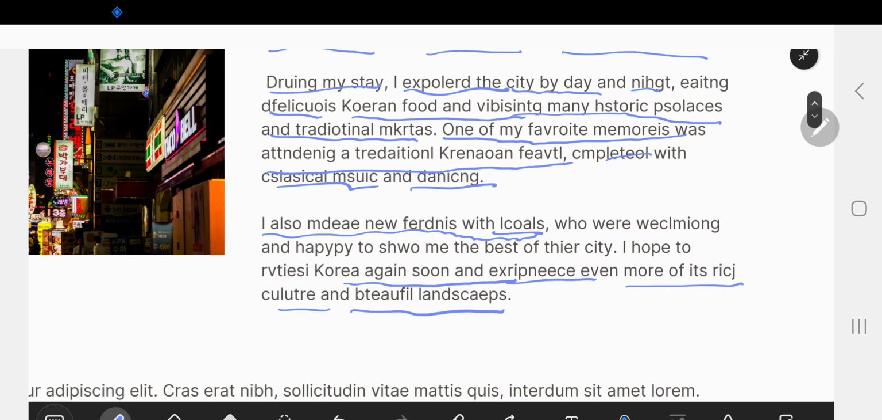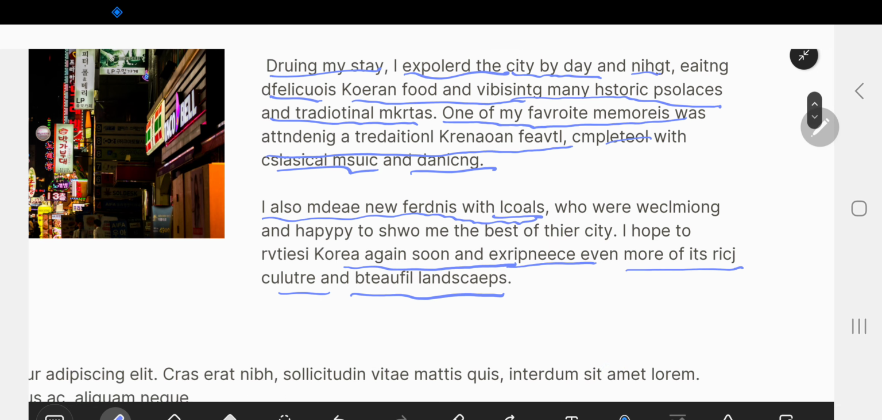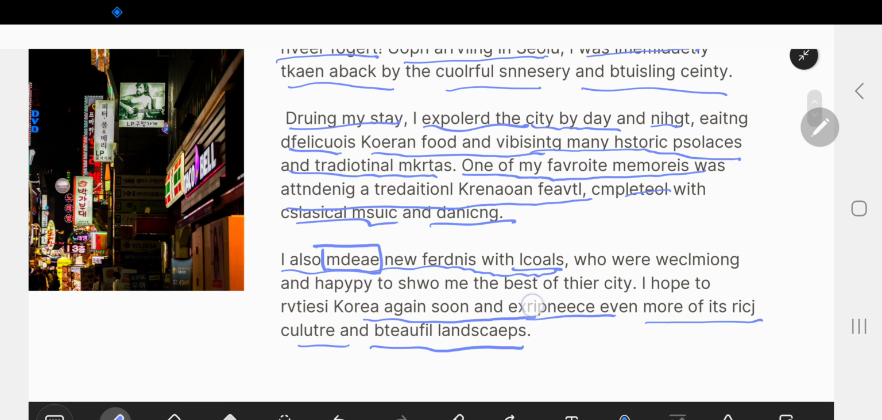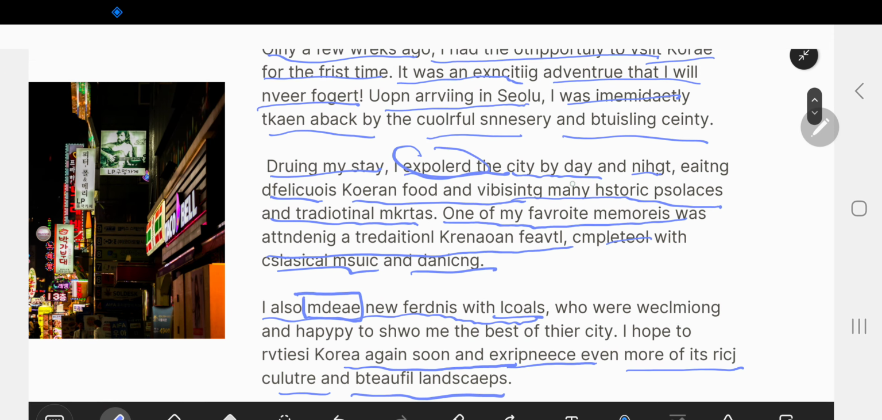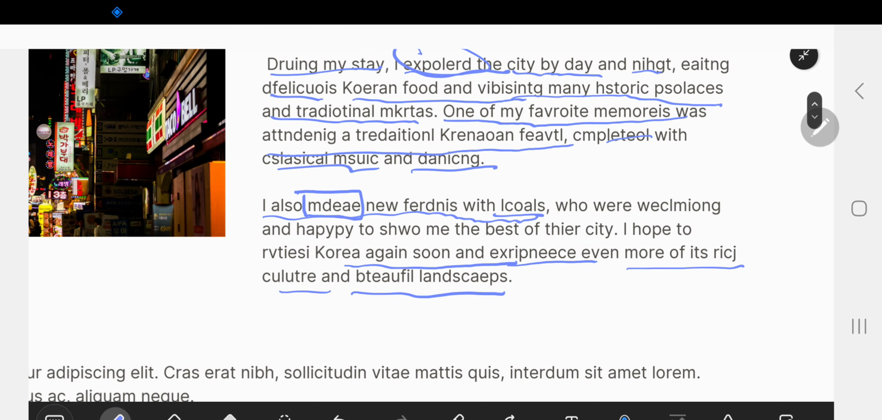So what does this mean? I give this advice to the beginners who are trying to read Korean. Whenever you're trying to read something in English, do you actually try to sound it out? I explored the city day and night, eating. Even though we're not sounding it out, we know exactly what the word is because we've trained ourselves to know what the words mean, or what they sound out to be.